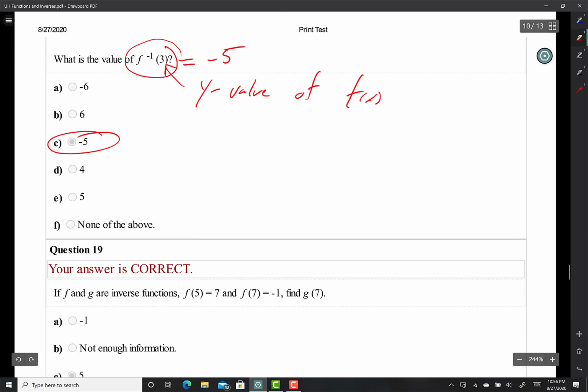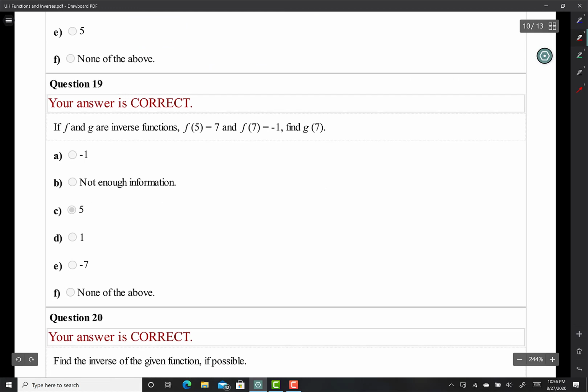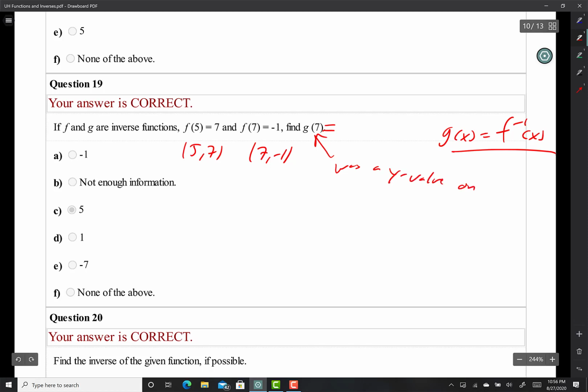Let's keep going. f and g are inverse functions. Okay, so what that means is that g is the inverse of f. So write that down somewhere. So that's 5, 7. This is 7, negative 1. And they want to know what g of 7 is going to be. Well, that 7 was a y value on f. So here it is. Here's the y value on f. So that's going to spit out 5.